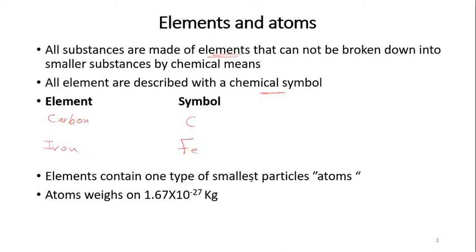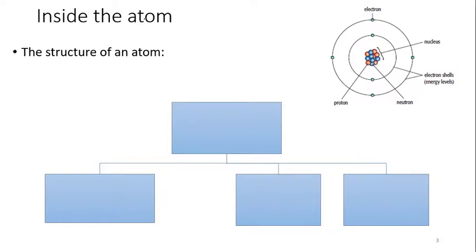Elements contain one type of smallest particles that we call atoms. Those atoms weigh 1.67 multiplied by 10 to the power minus 27. Inside the atoms there are subatomic particles. Those subatomic particles are either concentrated in what we call the nucleus or surrounding this nucleus.